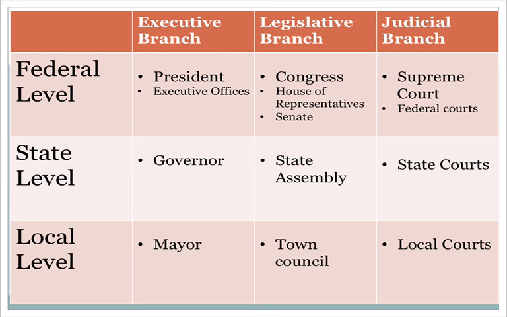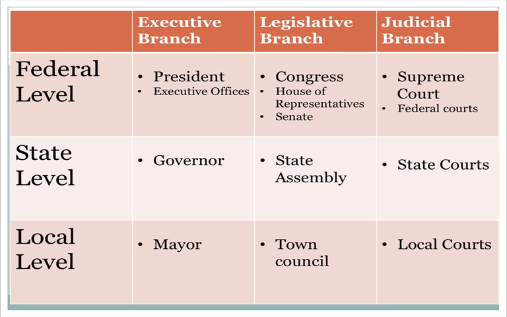So this massive chart here is our tic-tac-toe board that we'll be talking about throughout the presentation. You can see across the top we have the three branches of government: the executive branch, legislative, and then judicial. And down the left-hand side, you can see the different levels of government: the federal level, which is at the national level, state, and then local.